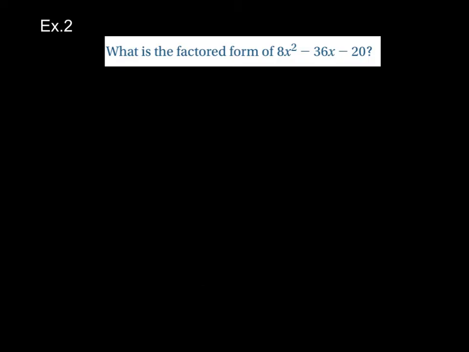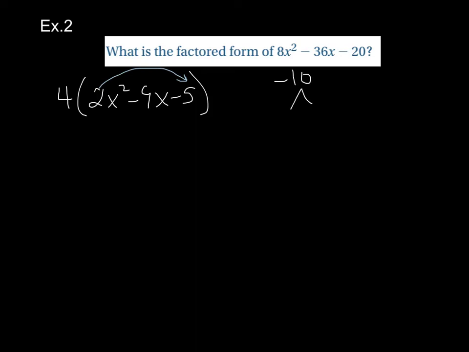Okay, so let's look at another one. 8x squared minus 36x minus 20. So what is there that I can divide out of 8, 36, and 20? Well, I could take out a common factor of 4. And that'll leave me with 2x squared minus 9x and minus 5. And now I'm again going to take my a times c, which gives me negative 10. And if I take positive 10 and negative 1, the signs are backwards there. So I need negative 10 and positive 1 to multiply to negative 10, but add up to negative 9.